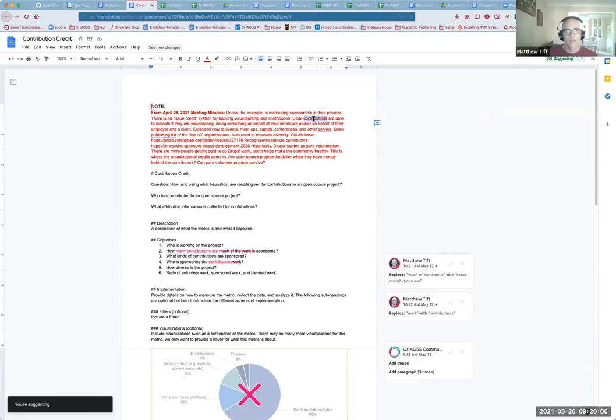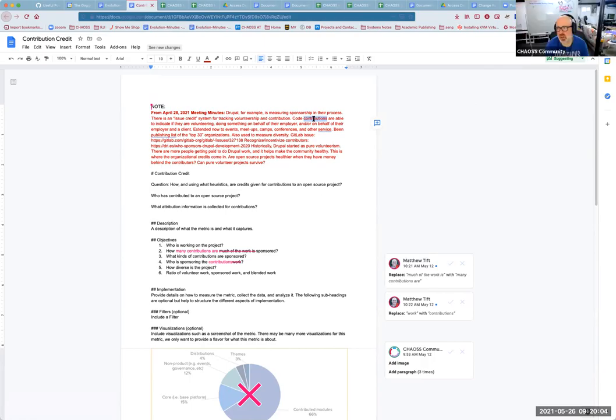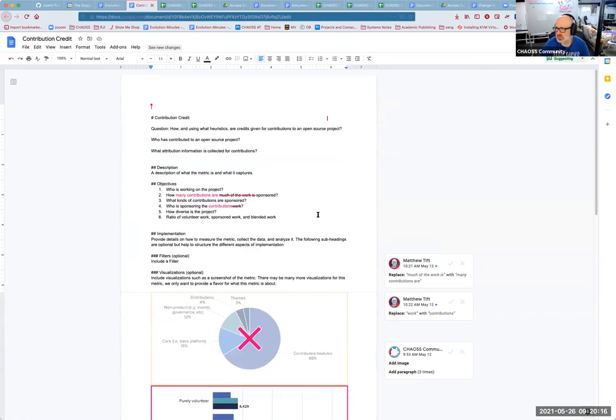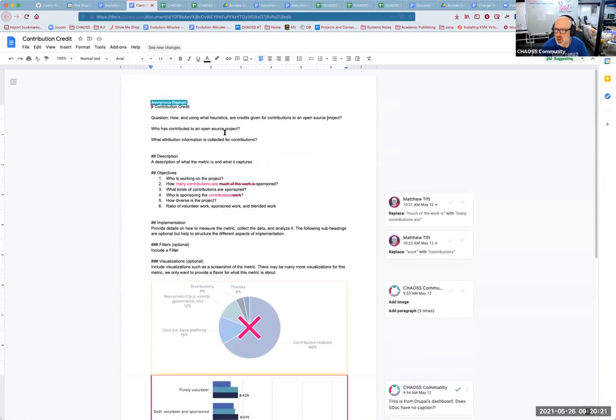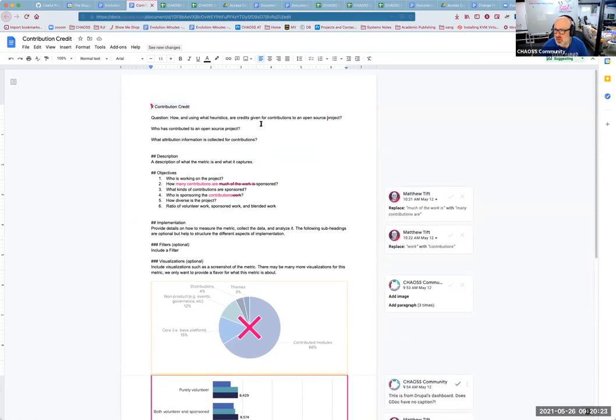Well, I think that someone just pasted in notes from another meeting, and I think at this point we can probably delete that note. Yeah. Okay. Go ahead, Kevin, delete it. And so how, and using what heuristics, are credits given for contributions to an open source project?